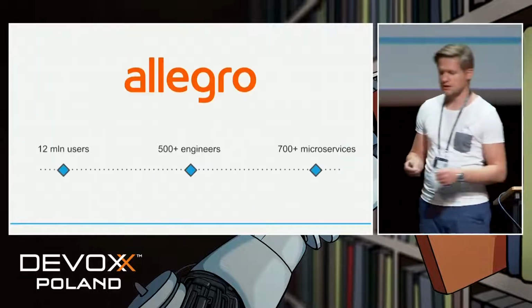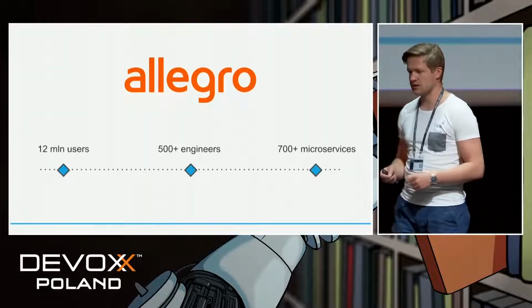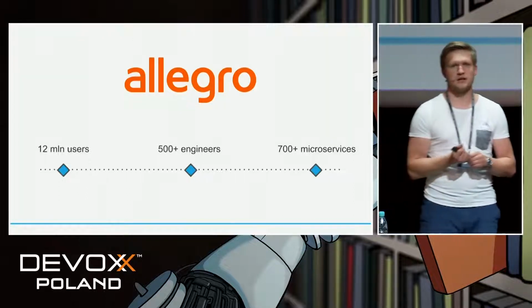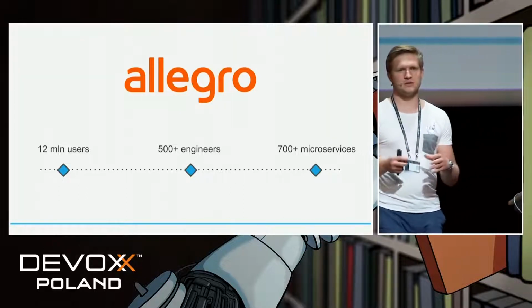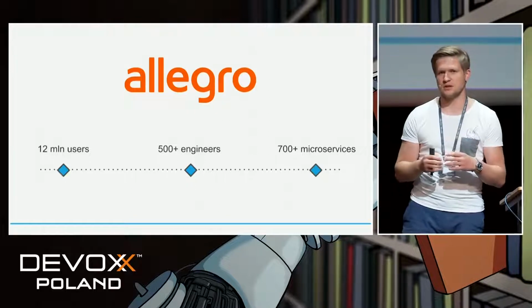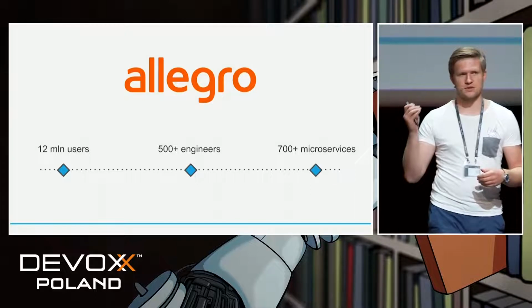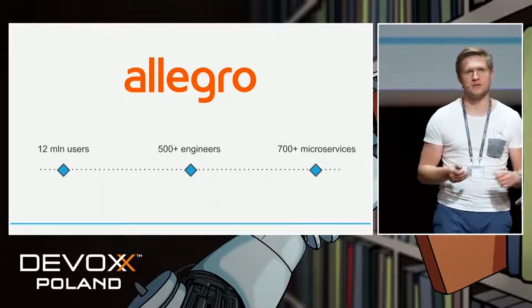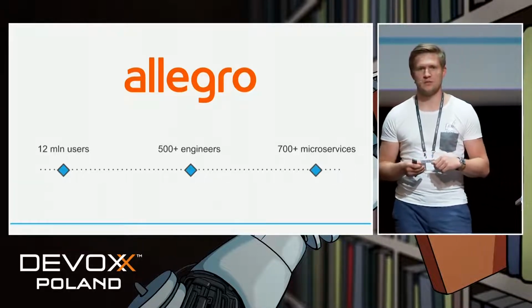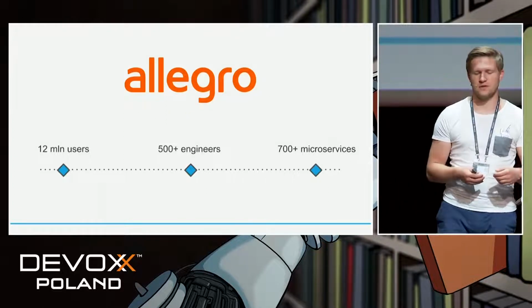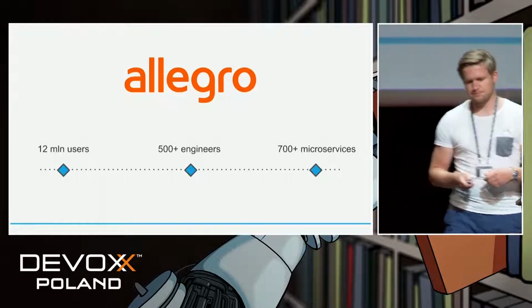But before this, short introduction. I'm a technical team leader at Allegro, and I work in a team which is responsible for building this kind of layer between microservices and infrastructure. So we have a lot of microservices, a lot of people working, and my team is there to make the life of developers easier.